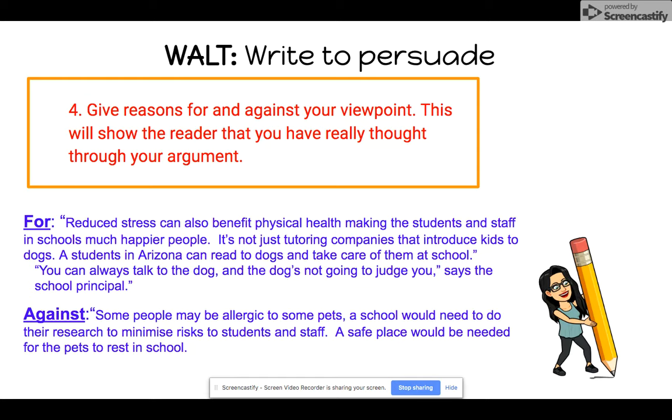Here's a reason against. Some people may be allergic to some pets, and a school would need to do their research to minimize the risks to students and staff. A safe place would also be needed for the pets to rest in school. That could be argued as a reason against.